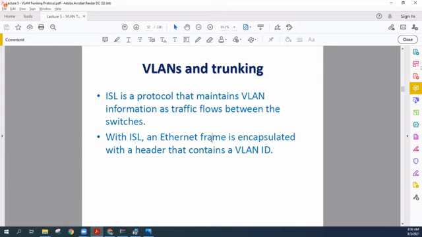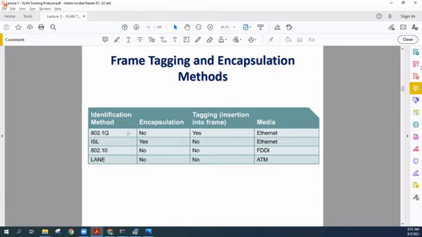With ISL, Ethernet frames are encapsulated with a header that contains the VLAN ID. When we compare 802.1Q and ISL, ISL just uses encapsulation, while 802.1Q uses tagging. That is the difference.